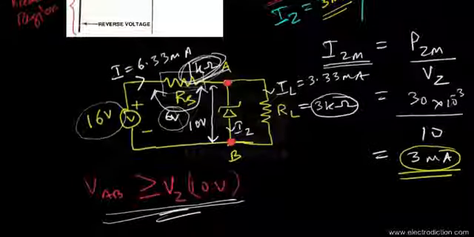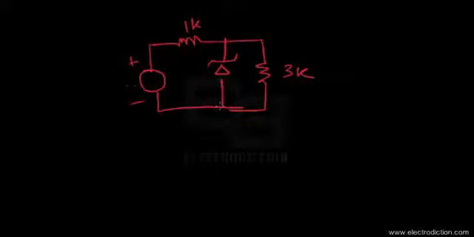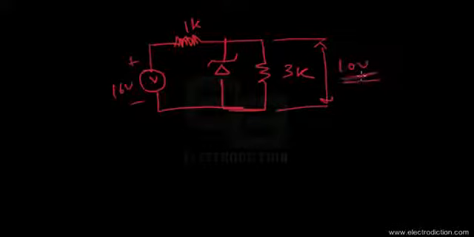So if we construct this circuit like this, there's our Zener diode, here is our load resistance of 3 kilo ohms and our series resistance of 1 kilo ohm, and we have a supply voltage source of 16 volts. With this arrangement, our circuit would give us a fixed voltage of about 10 volts across the load resistance right over here.